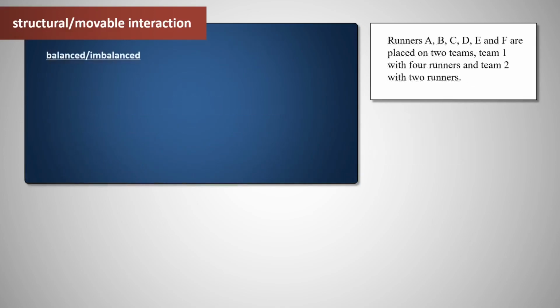Okay, moving on to balanced and imbalanced. So what does that mean? Let's look at this game. The game says that runners A, B, C, D, and F are placed in 2 teams, team 1 with 4 runners and team 2 with 2 runners. So we can have a situation where the different groups can have the same or different amounts of movable elements.